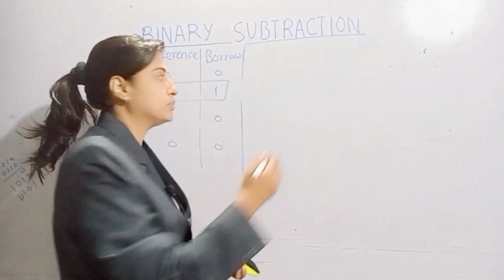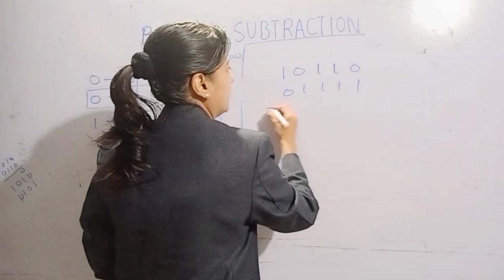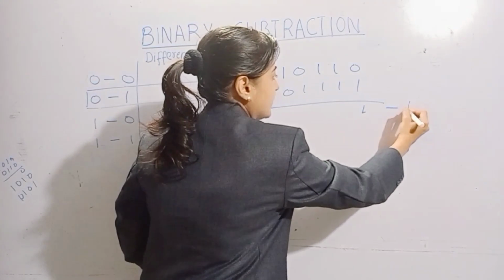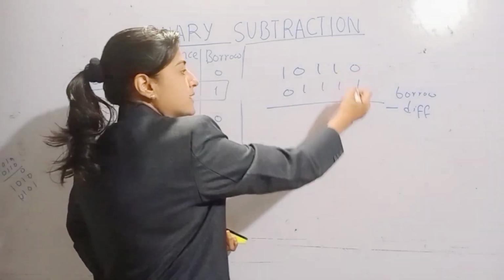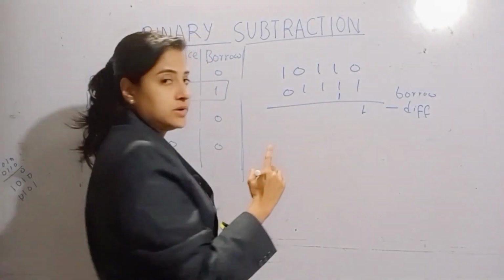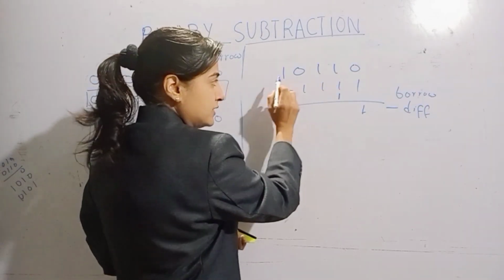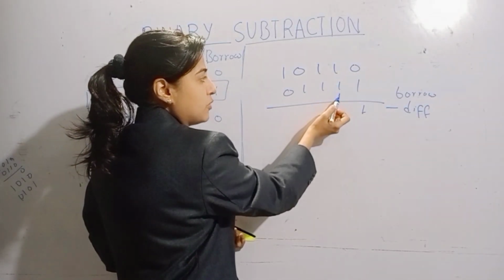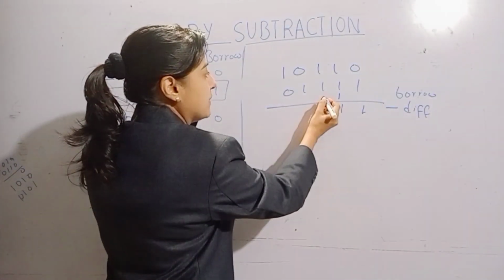Okay, take one more example: 10110 minus 01111. Now 0 minus 1, difference is 1. I have to write the difference here and the borrow here. So 0 minus 1, difference is 1, and you write the borrow here. Okay, now this is a very important part. 1 minus 1, difference is 0, borrow is also 0. So that difference 0, minus the borrow. So 0 minus 1 is difference 1 and borrow 1.